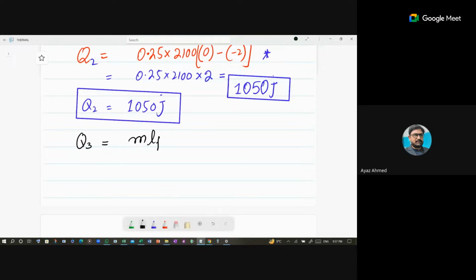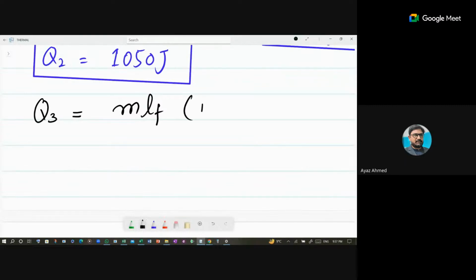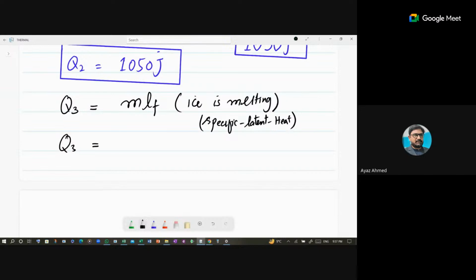Again it is mL_f. Okay, Q3 is mL_f. Why? किसी को पता है? Because ice is melting. So when the ice is melting, I use its specific latent heat formula। ठीक है, specific latent heat का फॉर्मूला यूज करना है मैंने। Are you getting it? Yes, sir. Okay, so ice का mass 0.25, and what is its specific latent heat? 3.6 into 10 power 5. Yes, can you please calculate that?